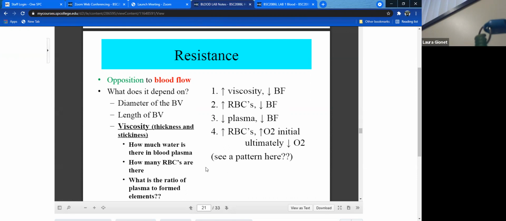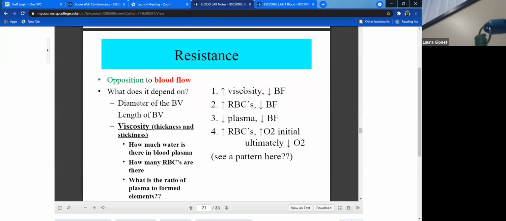How many red blood cells there are: am I polycythemic? Do I have more than a normal number of red blood cells? Which means that ratio of formed elements is no longer 45% formed elements, 55% plasma. It might be 50-50 or even 55% formed elements and only 45% plasma. So the watery portion starts to be offset by the number of red blood cells. And what is the ratio of plasma to the formed elements? Is it the normal ratio, or is that being thrown off?